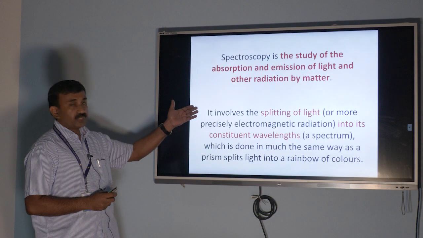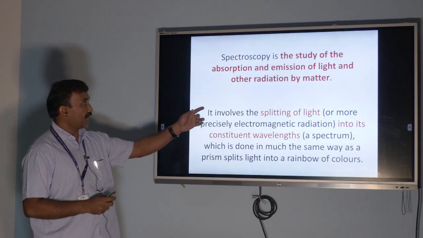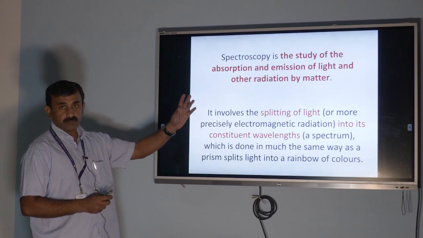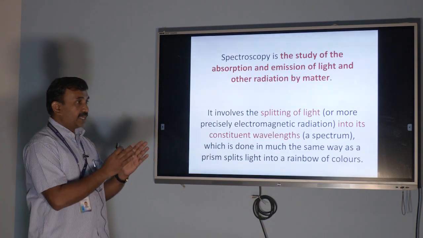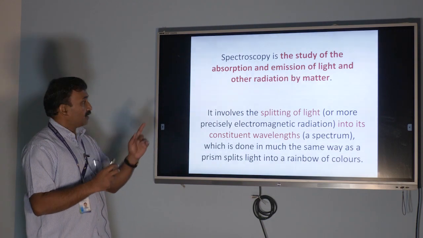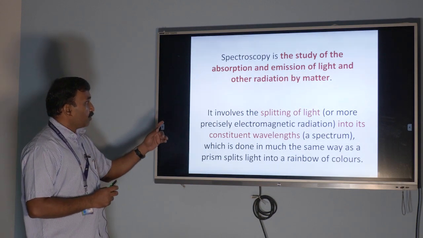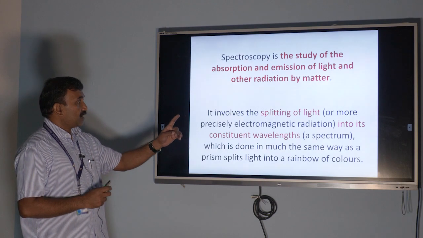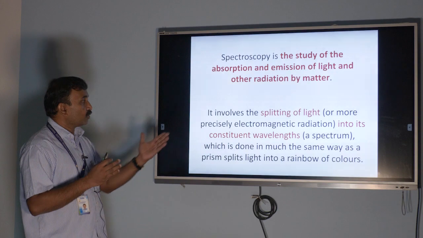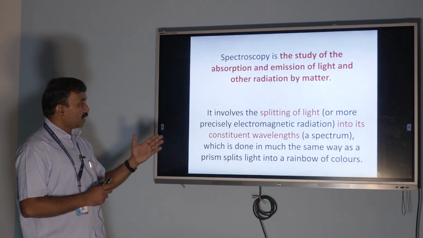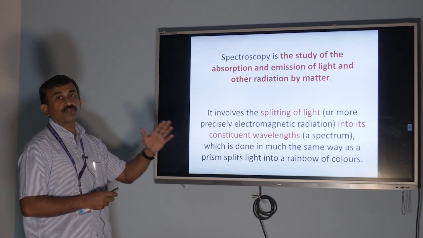Coming to the definition, spectroscopy is the study of the absorption and emission of light and other radiations by matter. This involves the splitting of light. When light enters into the matter, it splits into different wavelengths. More precisely, the electromagnetic radiation, when it enters into the matter, splits into constituent wavelengths, in much the same way as a prism splits light into a rainbow of colors.